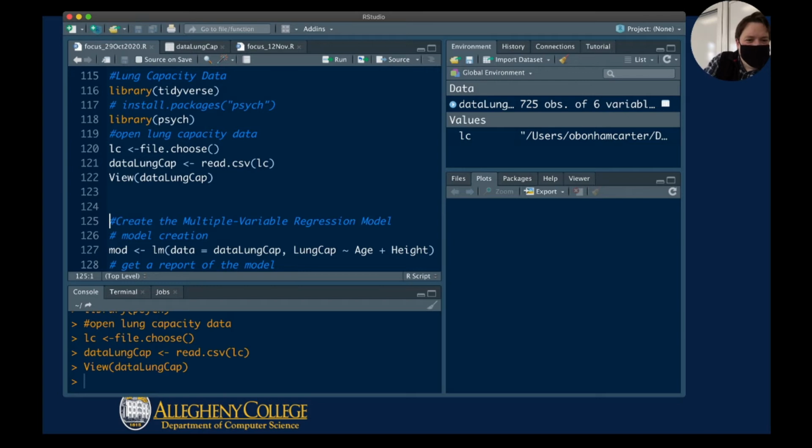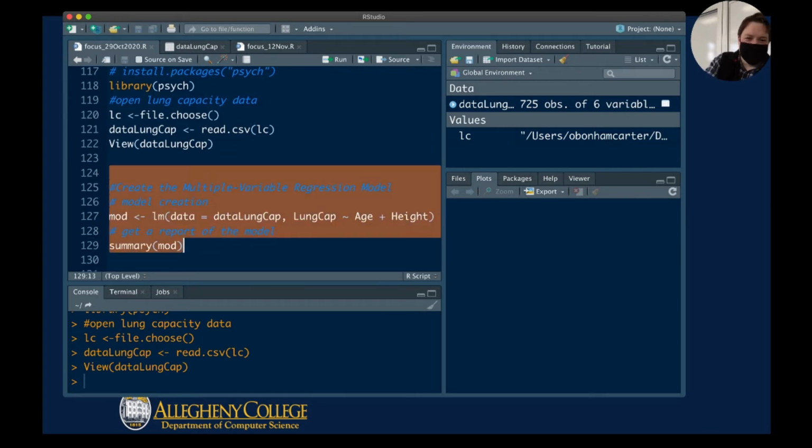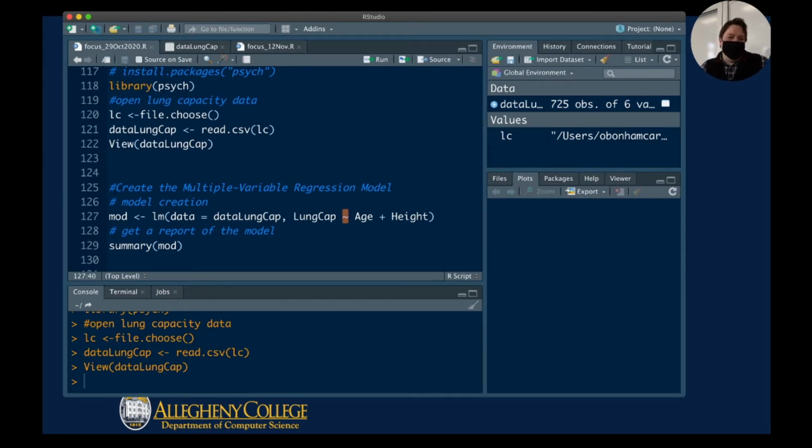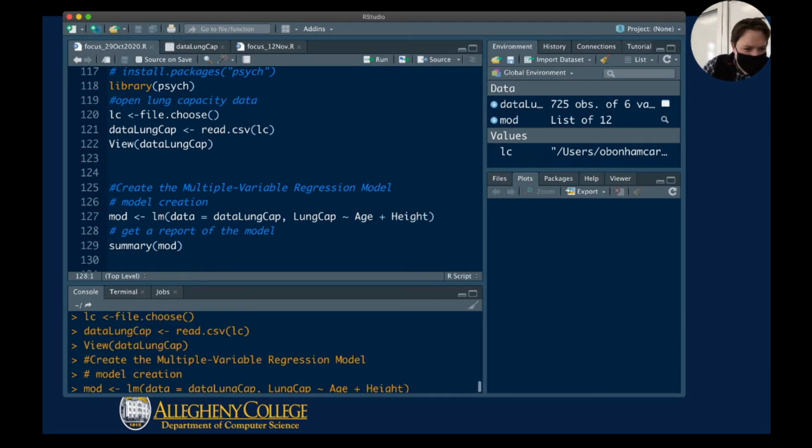Anyway, we create our model on this line here. Of course, you have to define the data. But then I'm looking at lung capacity, which is my dependent variable. If you think of this tilde as a kind of equal sign, like y equals mx plus b, these are the independent variables. So age and height are independent. When I run this, I get this model that shows up.